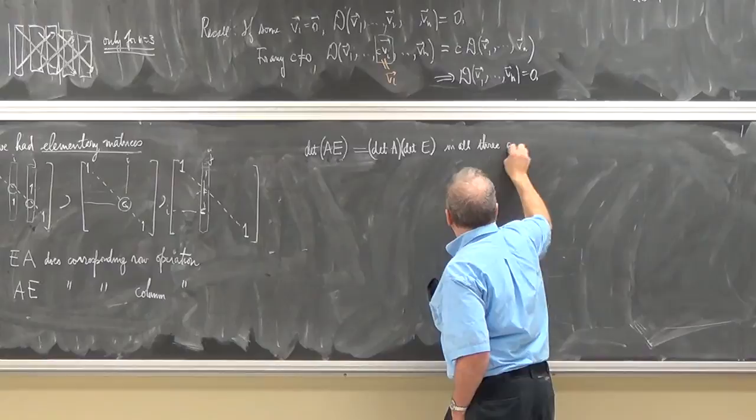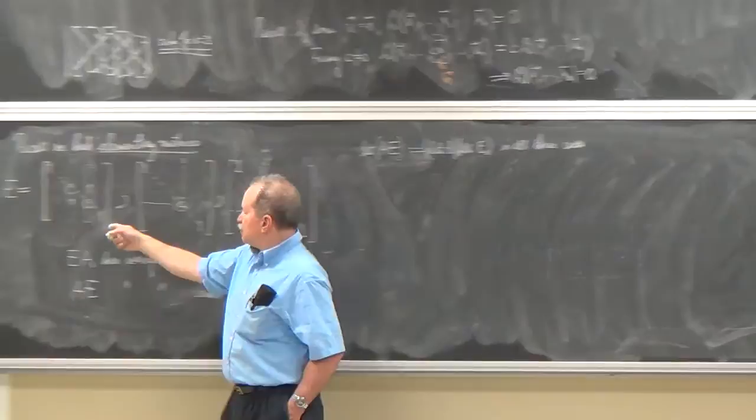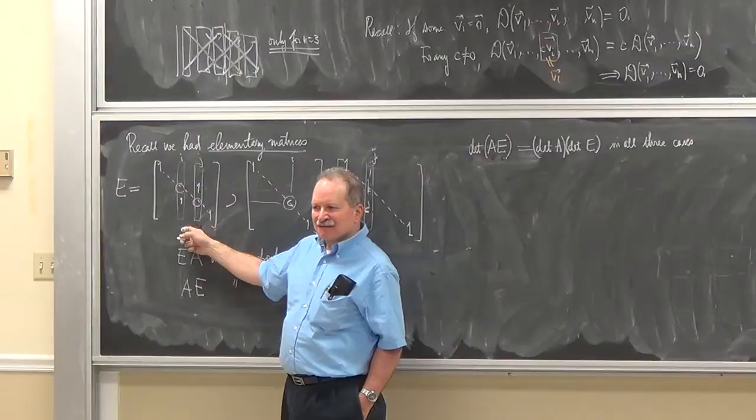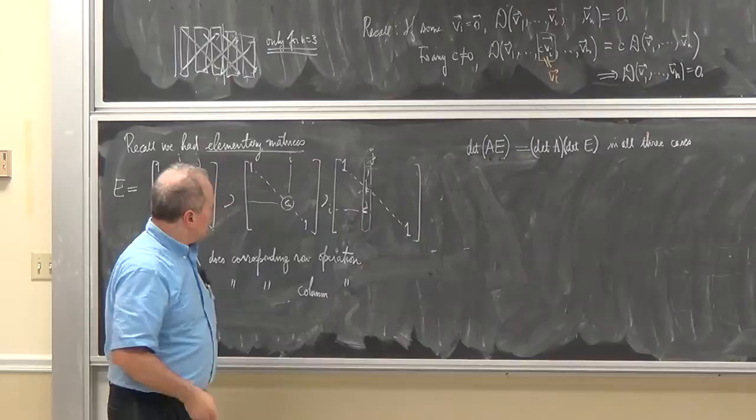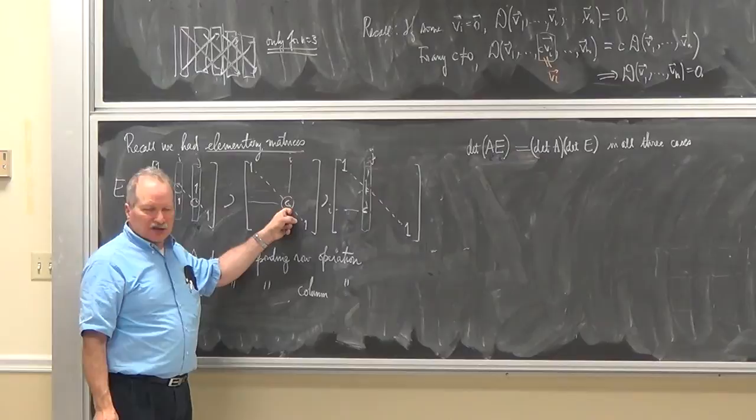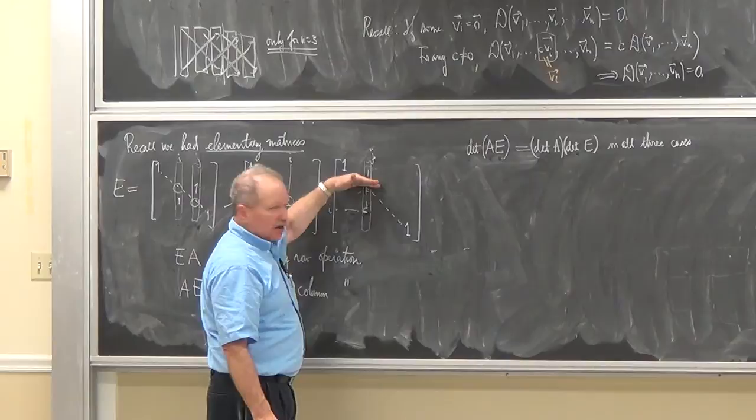Why is the determinant of this matrix negative 1? It differs by one switch of columns from the identity, so switching the columns gives you a minus sign in the determinant. For this one, you pull out the C from the ith column, and that multiplies the determinant by C. For this one, adding a multiple of one column to another doesn't change the determinant.